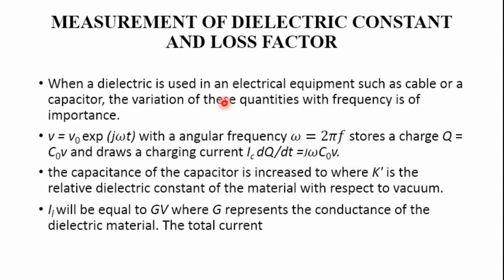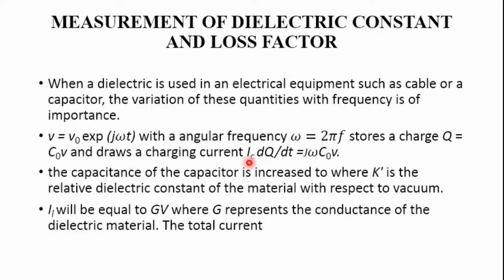So let's consider that a capacitor is connected to a sinusoidal voltage of the form V is equal to V naught e to the power j omega t, with an angular frequency omega equal to 2 pi f. This stores a charge q equal to C naught V, where C naught is the initial value of the capacitance, and draws a charging current IC equal to dq by dt, which is equal to j omega C naught into V.